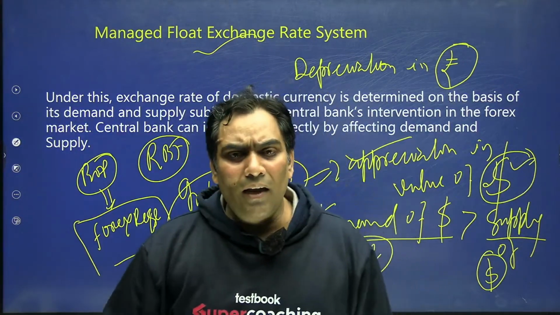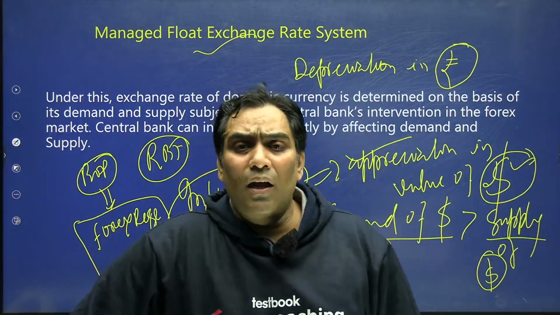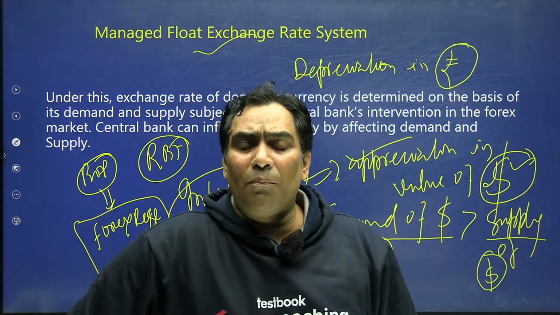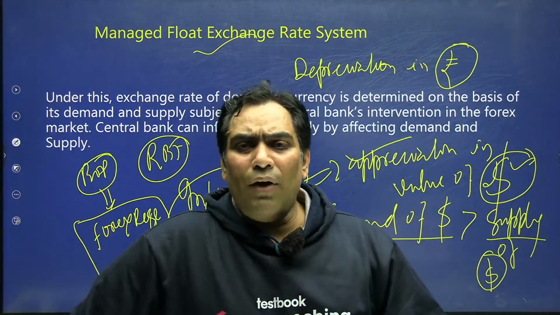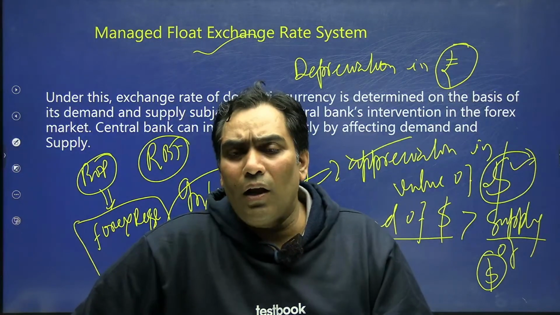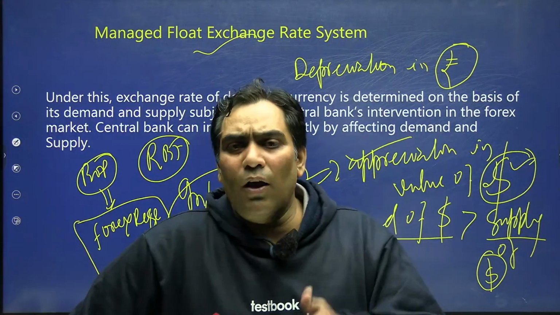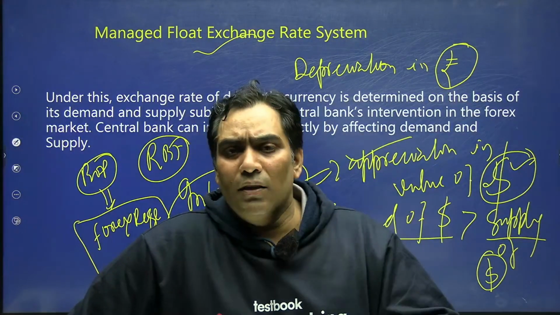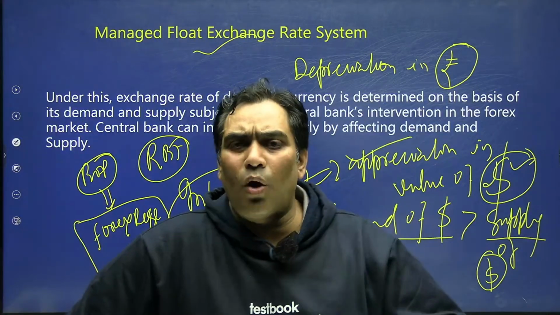On the other hand, if there is appreciation in the value of rupee, what does it determine? That there is depreciation in the value of dollar. And why is there depreciation? Because demand of dollar is less than supply of dollar. Supply of dollar has increased more than demand. That means there is too much dollar in the market.